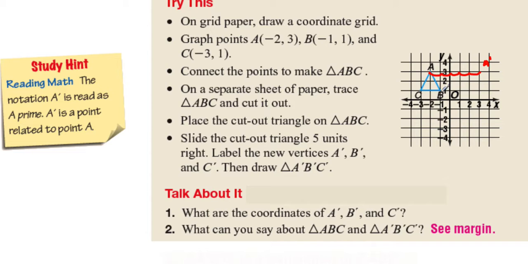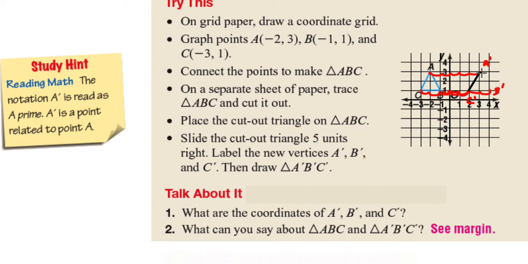B 5 units to the right, 1, 2, 3, 4, 5. This will be point B prime. And C 5 units to the right, 1, 2, 3, 4, 5. And this will be our C prime. And we simply connect our points.